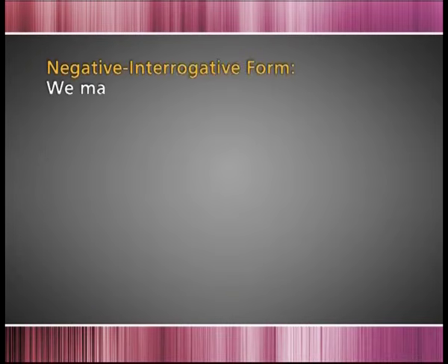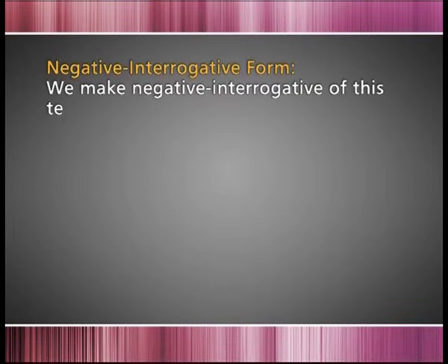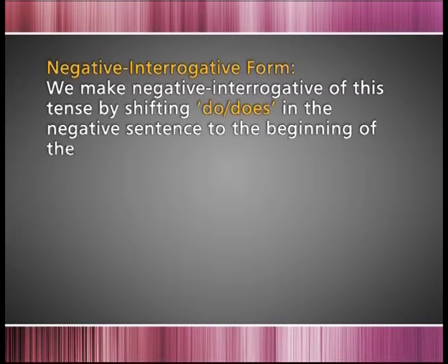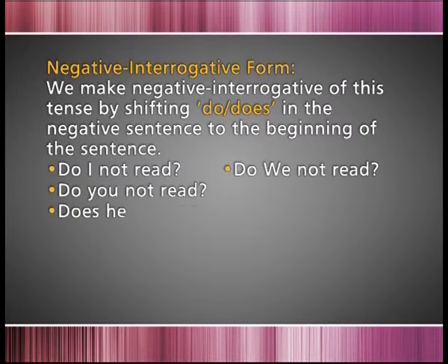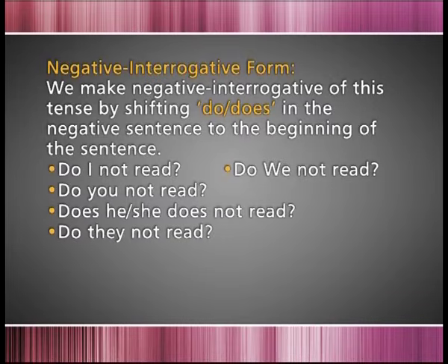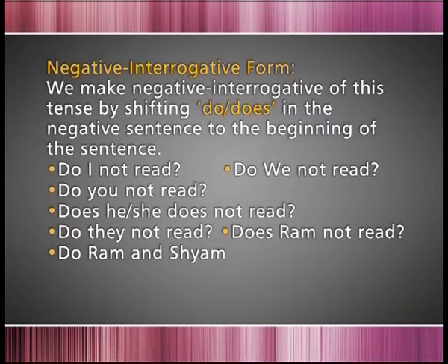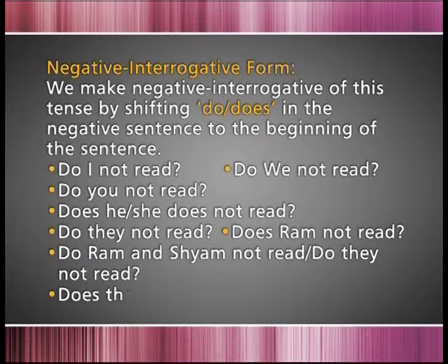Negative interrogative form. We make negative interrogative of this tense by shifting do or does in the negative sentence to the beginning of the sentence. Do I not read? Do we not read? Do you not read? Does he or she not read? Do they not read? Does Ram not read? Do Ram and Shyam not read? Do they not read? Does the lion not roar?